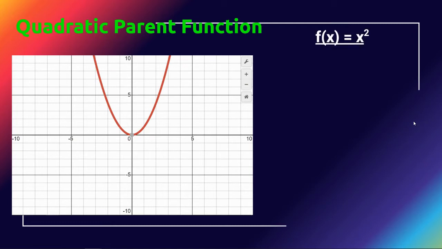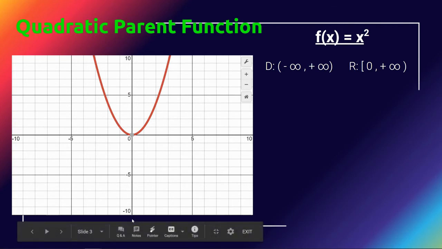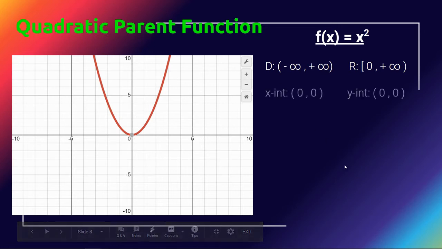So the function equation is f of x equals x squared. The domain is all real numbers, as x goes to negative infinity and x can go to positive infinity. For the range, we start touching the graph at 0 and it goes to positive infinity. So the x-intercept is at 0 and y-intercept is at 0. So the origin is the x-intercept, y-intercept for the quadratic parent function.